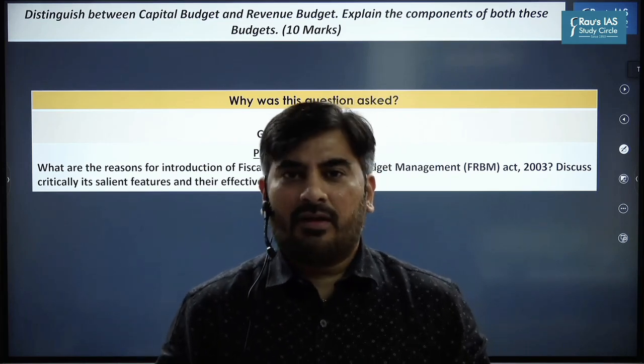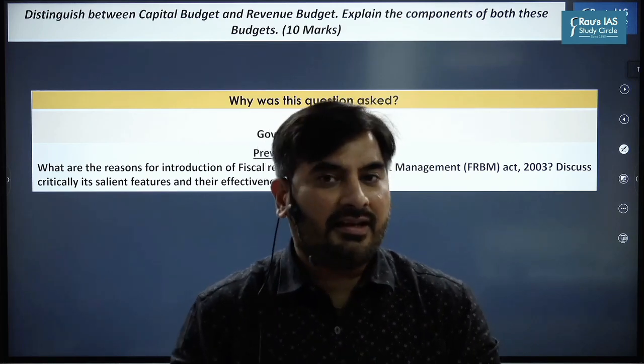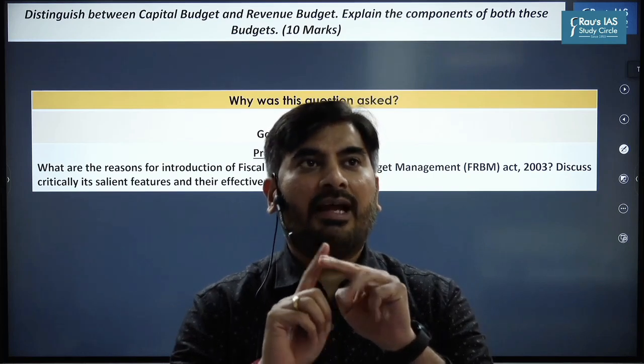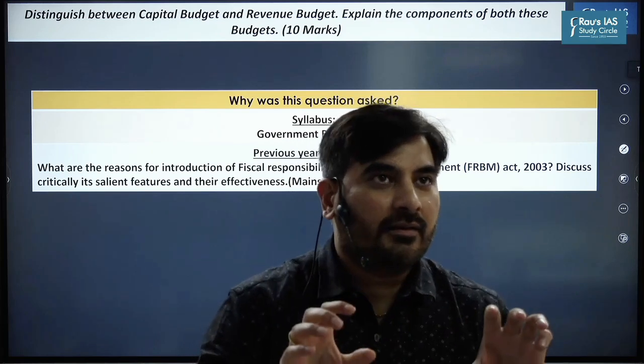Apart from that, the budget is presented under 3 heads: Consolidated Fund of India, Contingency Fund of India, and Public Account of India. These basic things you must be knowing.